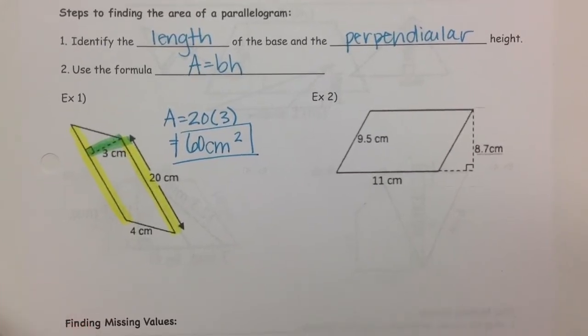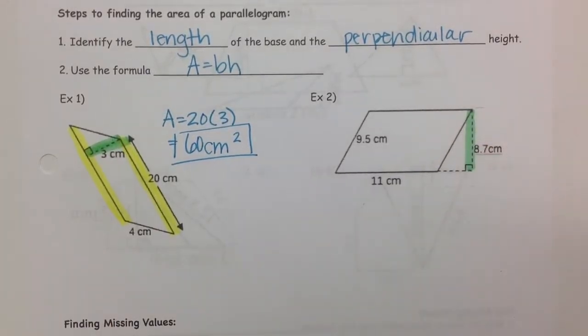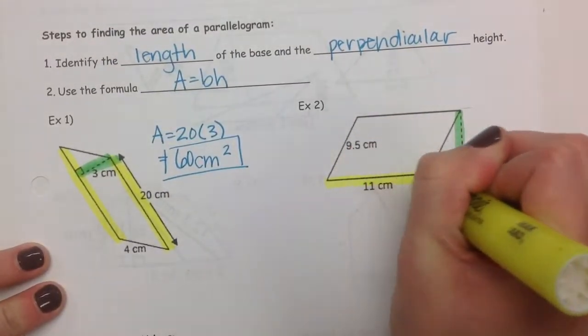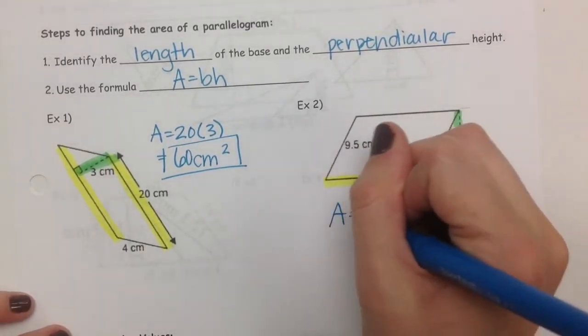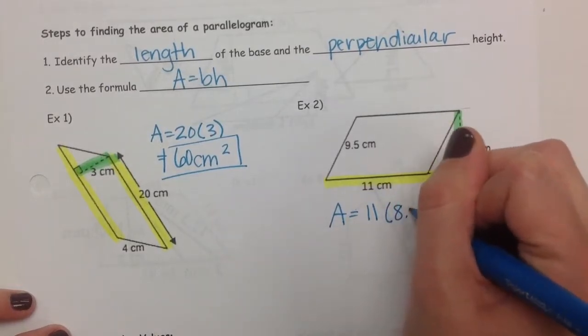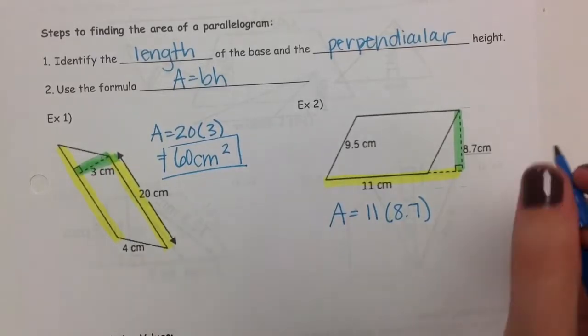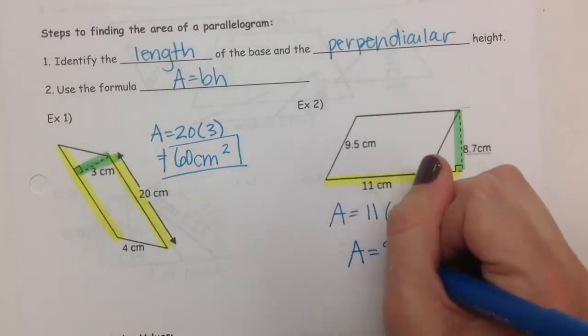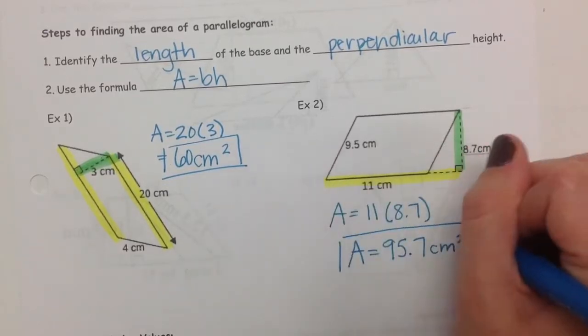For example 2. Again, first thing I'm looking for is that 90-degree angle, which I see right here. And even though this is technically outside of the shape, where does it match up with that 90-degree angle? It matches up with this side right here. So my area is my base of 11 times my height of 8 7/10. If you want to, you can use a calculator, and you get area equals 95 7/10, and again, our units, centimeters squared.